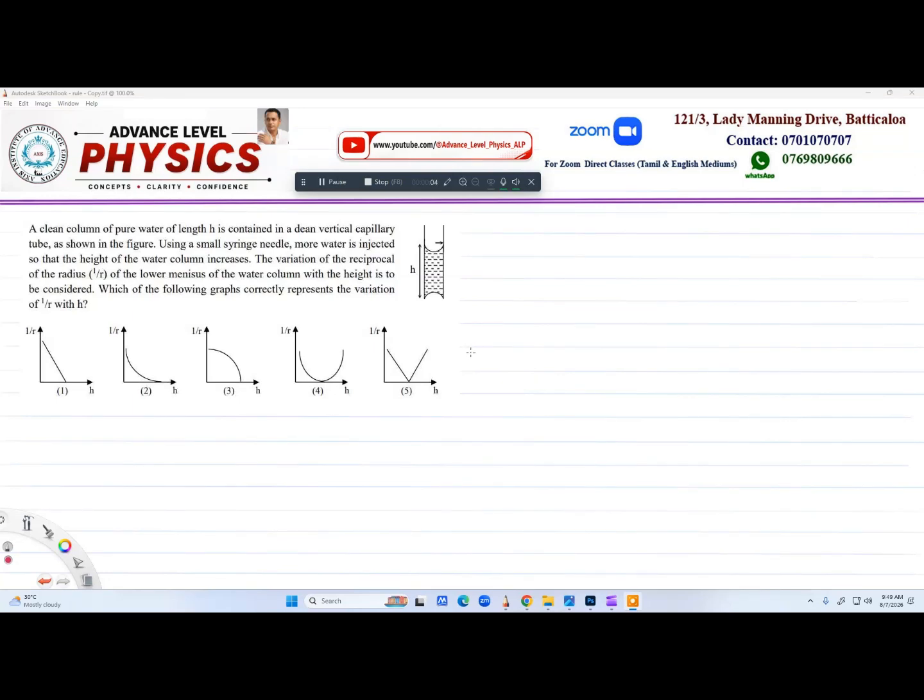A clean column of pure water of length h is contained in a vertical capillary tube, right? As shown in the figure, using a small syringe needle, more water is injected so that the height of the water column increases. Okay.